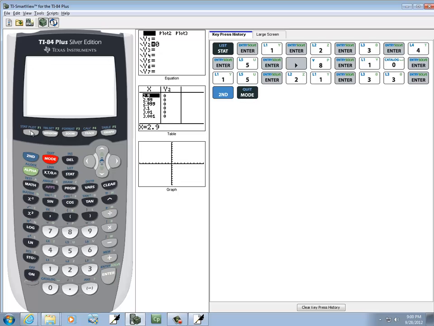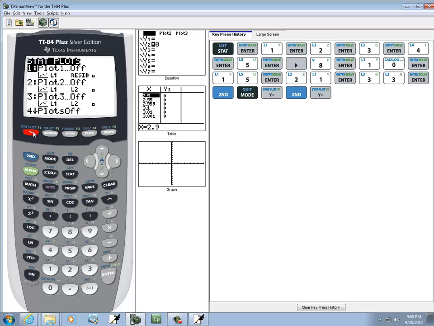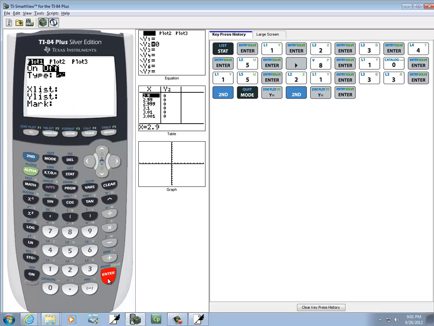And we're going to go into y equals just to make sure you shouldn't have anything on y1. Unless you're sharing your calculator with somebody with algebra, you probably don't. And we'll do second y equals. Now we want to do enter on 1, and we want to select on. So my flashing cursor is on the on, so I'll press enter on the on.